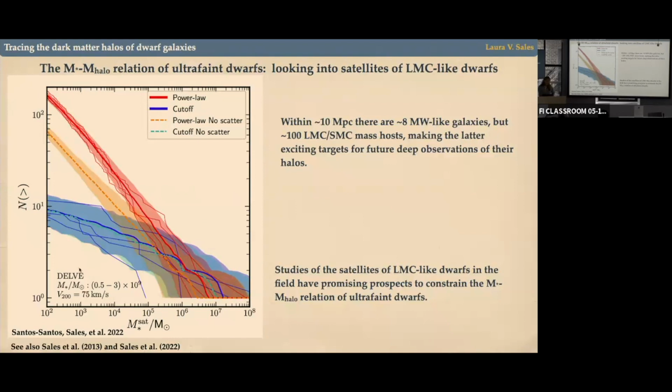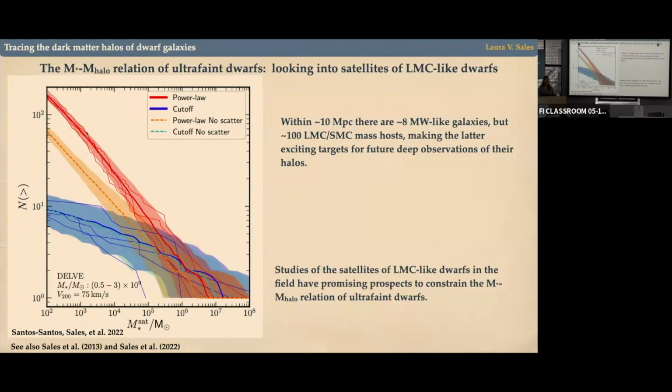One example is the DELVE survey, which has selected LMC-like objects in the field, so they are not processed by the Milky Way. And these would be the predictions. If you have a relation between M star and M halo that looks like a power law, then you would expect about 10 of these ultra-faint dwarfs within the virial radius or projected virial radius of these objects, whereas if the relation really goes as a power law, it would be a few hundred. And that's something we will have constraints on within 5 to 10 years, which is very exciting.